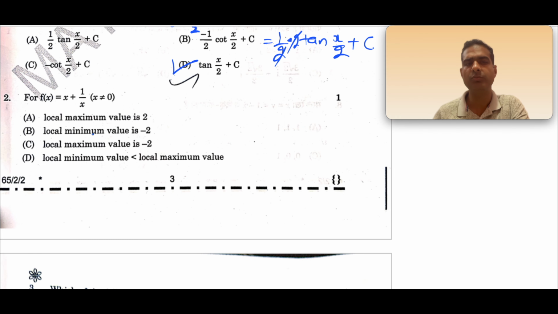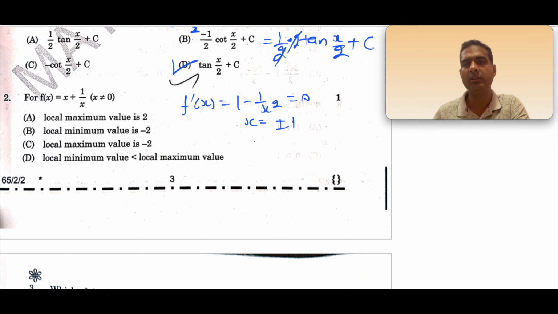Local maximum, local minimum. So basically we have to find out the maximum or minimum of this function and tell which option is correct. For finding the maximum and minimum, we have to find the first derivative, that is f prime of x. If I differentiate this function, it will be 1 minus 1 by x square. For the maximum or minimum, this first derivative should be equal to 0, so we get x equal to plus minus 1. These are the possible points where this function can be maximum or minimum.